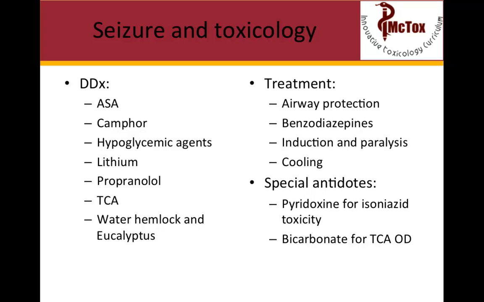As you can see, there is a long list of toxins that you need to be aware of that can cause a seizure, including aspirin, lithium, and TCAs. The treatment of a seizure is usually supportive by ensuring airway protection and using benzodiazepines like lorazepam or diazepam, preferably through an IV route. If benzos fail to control the seizure activity, then induction, paralysis, and intubation may be necessary. It's important to note that phenytoin is not part of the algorithm in the treatment of toxin-induced seizures. There are also occasionally situations where specific antidotes are required for a seizure secondary to a toxin. For example, pyridoxine, which is also vitamin B6, is used for an INH overdose, just as bicarb is given for a TCA toxicity.